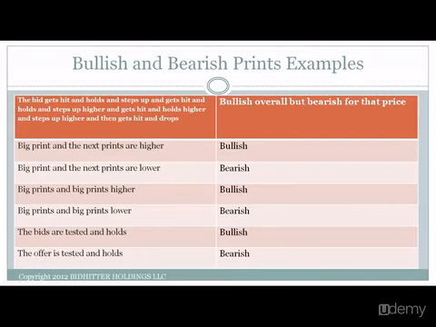Say you see a big print, and the next big print is higher, it's bullish. So you see a big print, the next prints are lower, it's bearish. Big prints higher, bullish. Big prints lower, bearish. Big print, next prints are higher, bullish. Bids are tested and hold, that is bullish. Offers tested and hold, that is bearish.